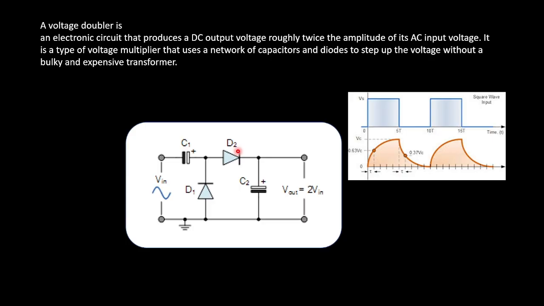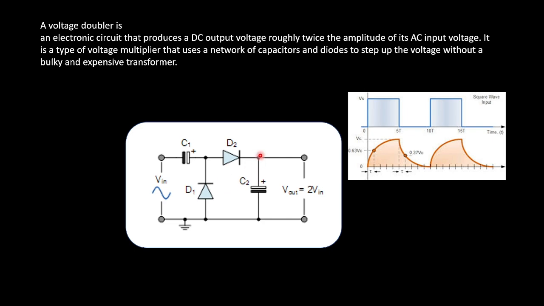Okay, so there are different types of voltage multipliers. One is called a voltage doubler. It will double your input signal. It is an electronic circuit that produces a DC output voltage roughly twice the amplitude of its AC input voltage. It is a type of voltage multiplier that uses a network of capacitors and diodes to step up the voltage without a bulky and expensive transformer.